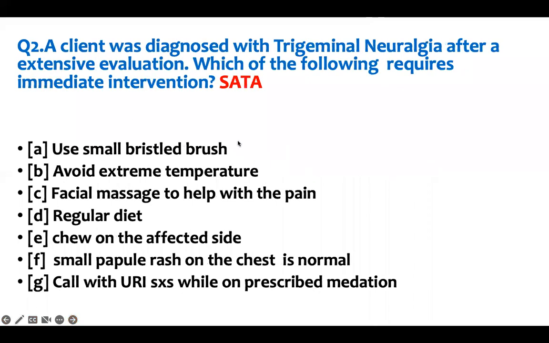So same question, different flavor, right? As usual. So it's a select all that apply. Which of the following requires immediate intervention? That's our ask. Something, the answer choice has to be an intervention. The client was diagnosed with trigeminal neuralgia, okay, after extensive evaluation. Therefore, which of the following should require immediate intervention?